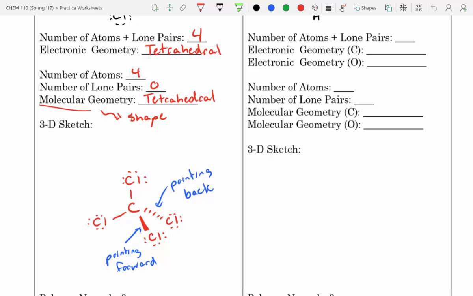There are some key features when you're drawing things. If something's coming out towards you, try to draw it with a wedge bond rather than a single line. And then if it's pointed away from you, try to show that with a dash bond.